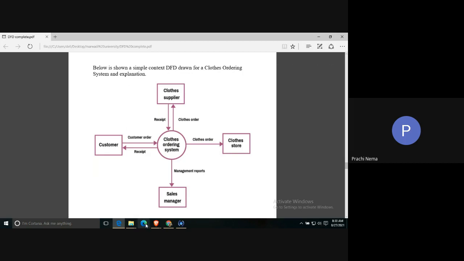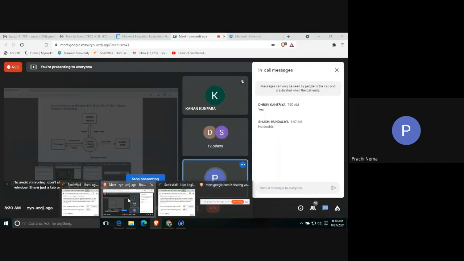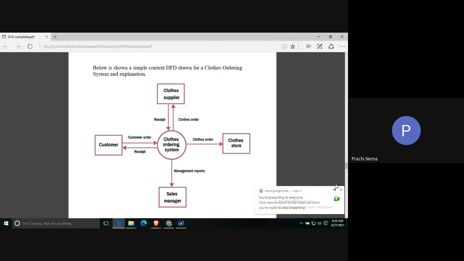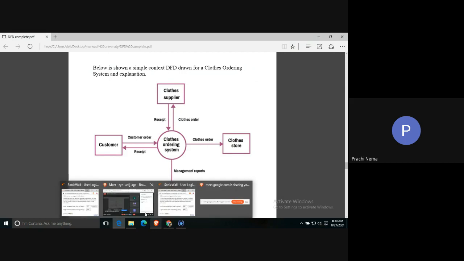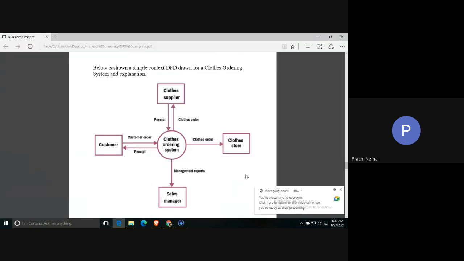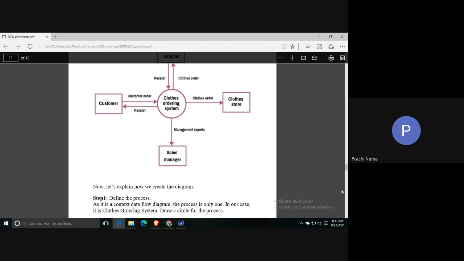Just take a look for a few seconds, then we will jump to level 1. I hope it is clear now. This example was much better and easier to understand. So this is your level 0 DFD, okay? For clothes ordering system. A simple example we took.